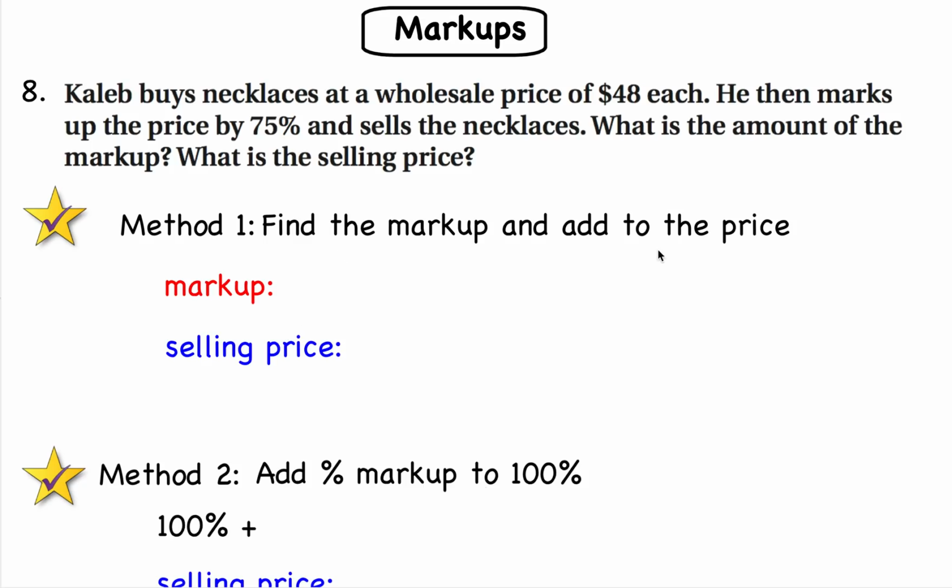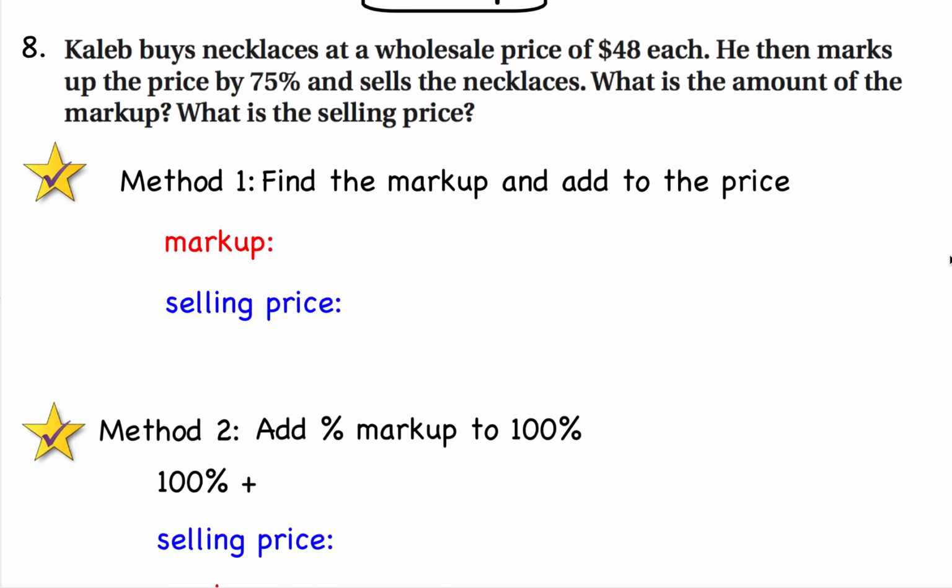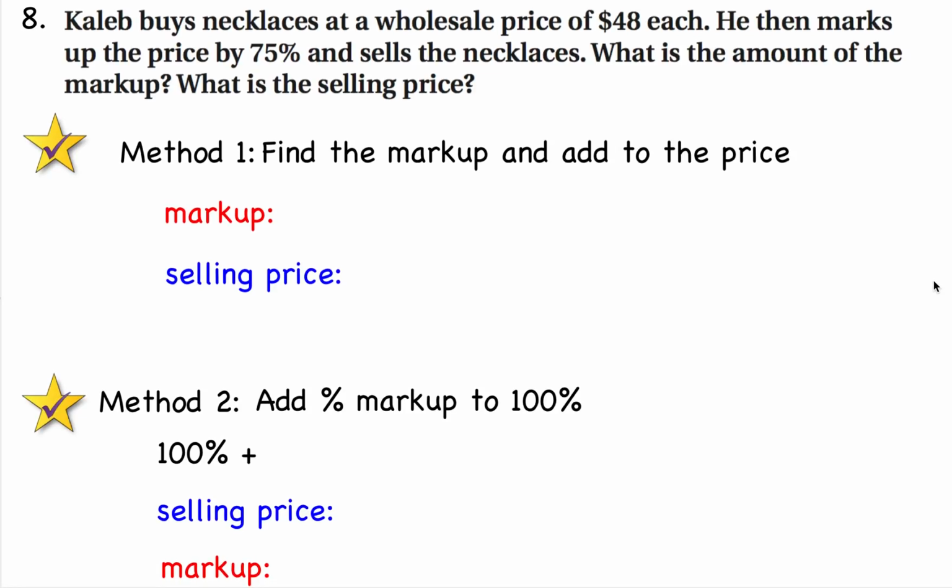Markups. Caleb buys necklaces at a wholesale price of $48 each. He then marks up the price by 75% and sells the necklaces. What's the amount of the markup and what is the selling price? Again, here's the first method. The markup is going to be the 75% times the original. So 0.75 times 48 is 36. That's the amount he's going to mark it up. So we have to add the markup to the original, which gives us $84 for a selling price.